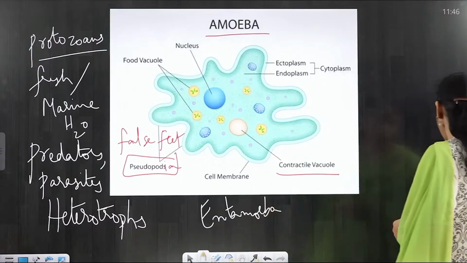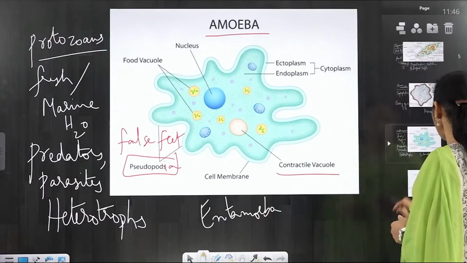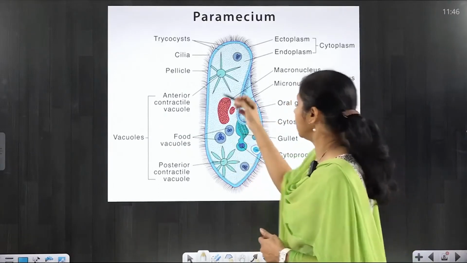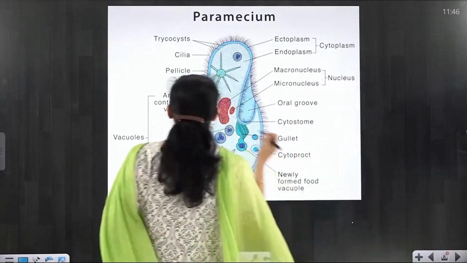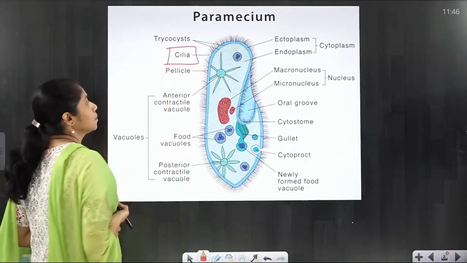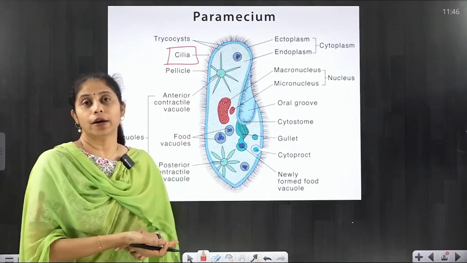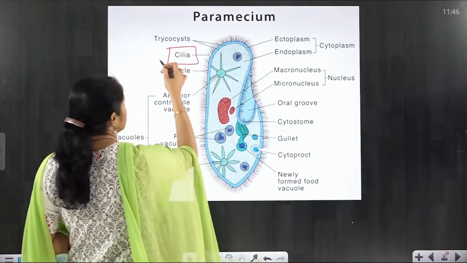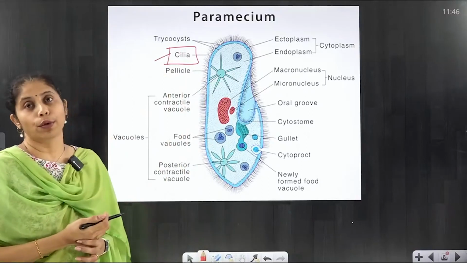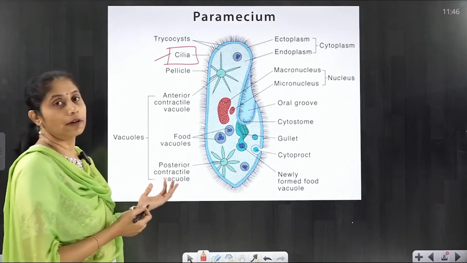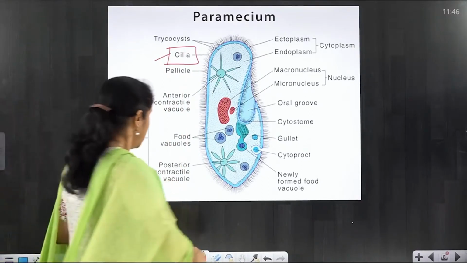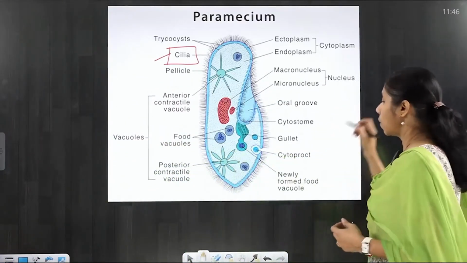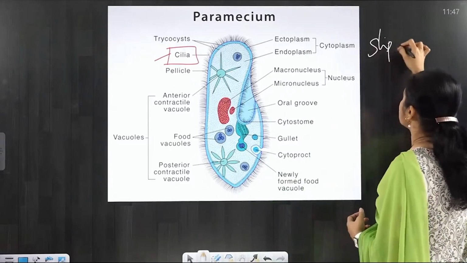And after this, you have the paramecium. Paramecium will have cilia. The locomotory structures in this are cilia. So it is coming under ciliated protozoans because they will be moving from one area to another area with the help of cilia. So ciliated protozoans. These are also there in the fresh waters generally. Then this is also called slipper animalcule because of its shape.